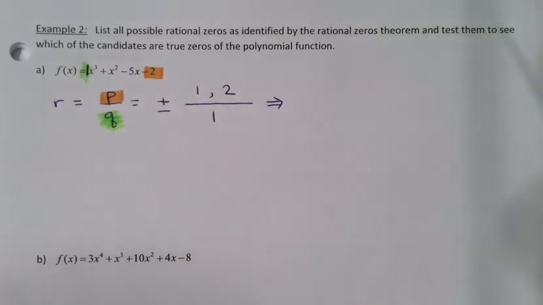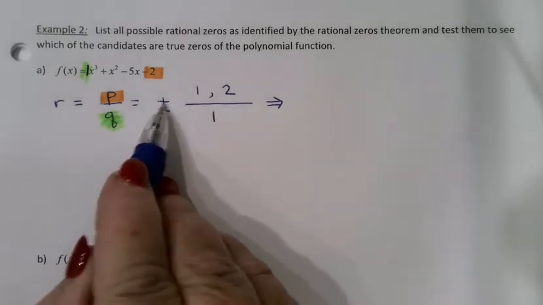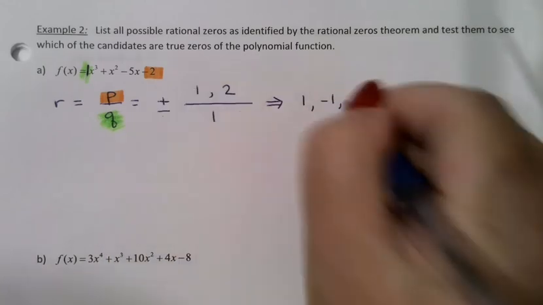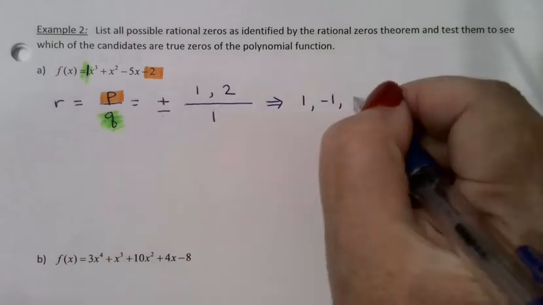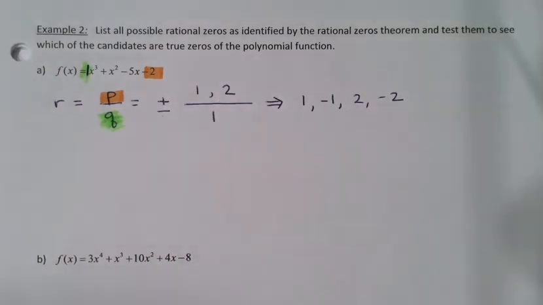So, what do I get out of this? Well, 1 divided by 1 is 1. So I can either have positive 1 or negative 1. And 2 divided by 1 is 2. So I can either have positive 2 or negative 2. So there are only 4 possible rational zeros for this particular cubic polynomial. Now I'm going to test them.